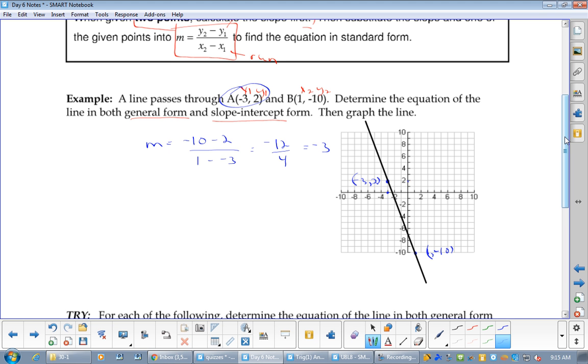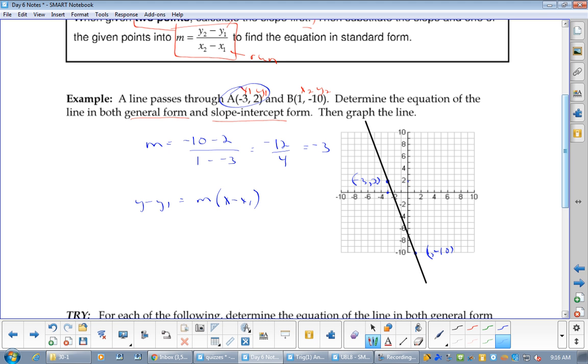Do I have a y-intercept? Yes, no, do I? No, I don't. So I'm not going to go to the slope y-intercept form. What is the form I should be using right now? Not general. The slope point form. Okay? Slope point form is y minus y1 equals m times x minus x1.